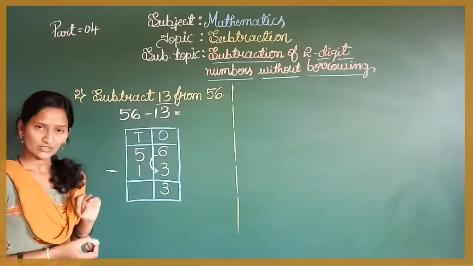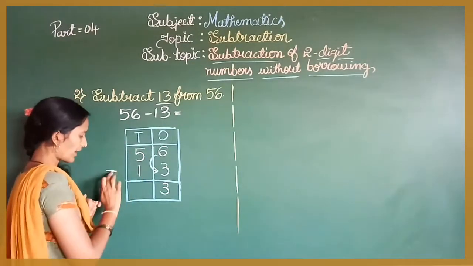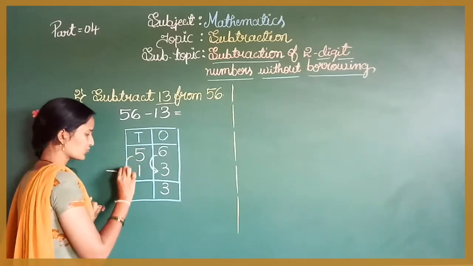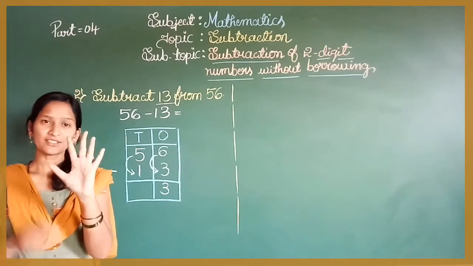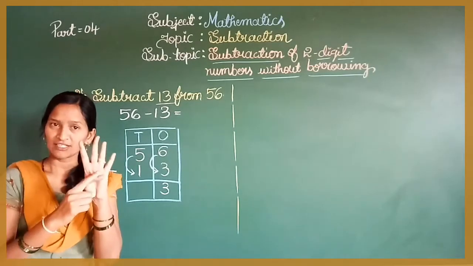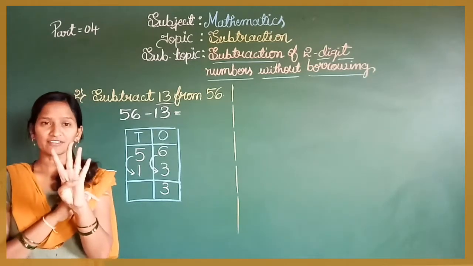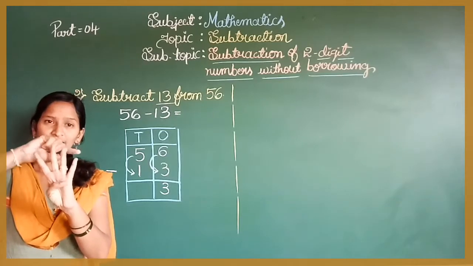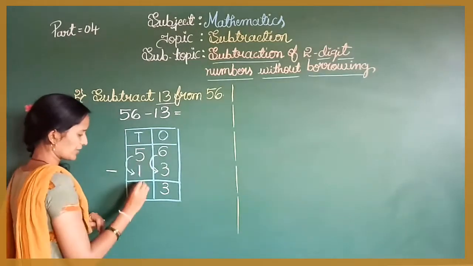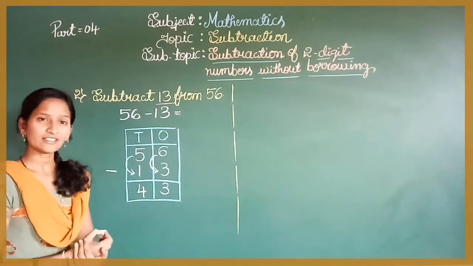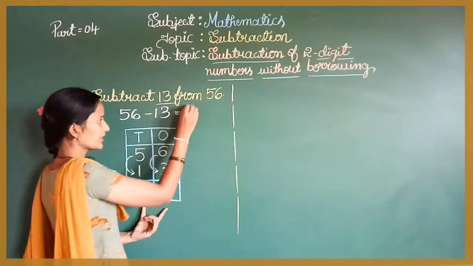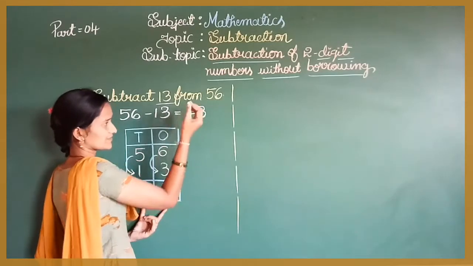Next, come to the tens column. 5 minus 1. Yes, what is 5 minus 1? In 5, you have to subtract 1. How many fingers are left? 1, 2, 3, 4. So, 5 minus 1 is 4. What is our difference? 43 is our difference.